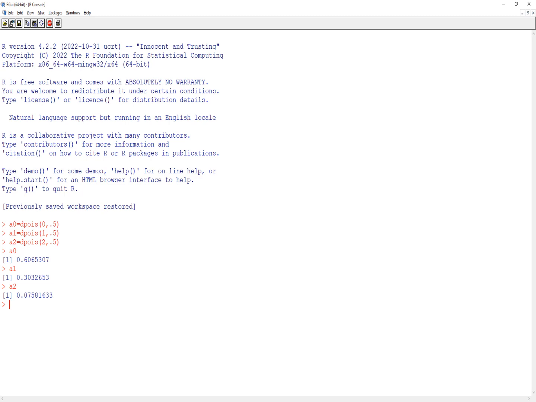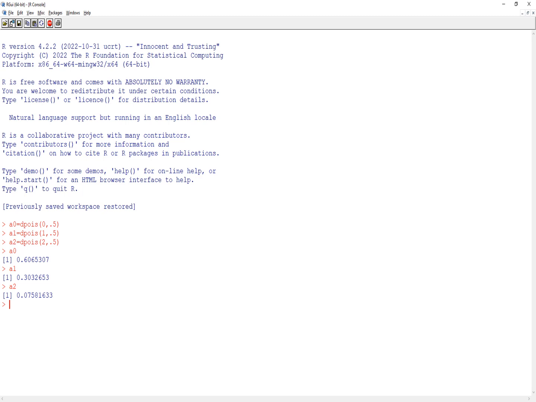In Stat 505, you learn a very specific mathematical formula. You may or may not remember it. You may or may not have taken Stat 505. Regardless, we can use R. You can use SAS as well to calculate these probabilities. In R, you'd use the dpois function, so the d is for density of a Poisson. That first number tells you what you want the probability of. That second number tells you what the lambda is. So I'm going to calculate A0, A1, A2. I take a look at them.